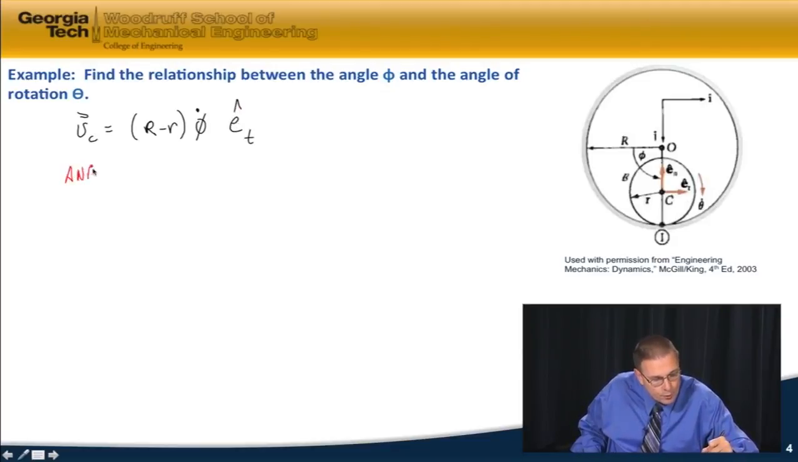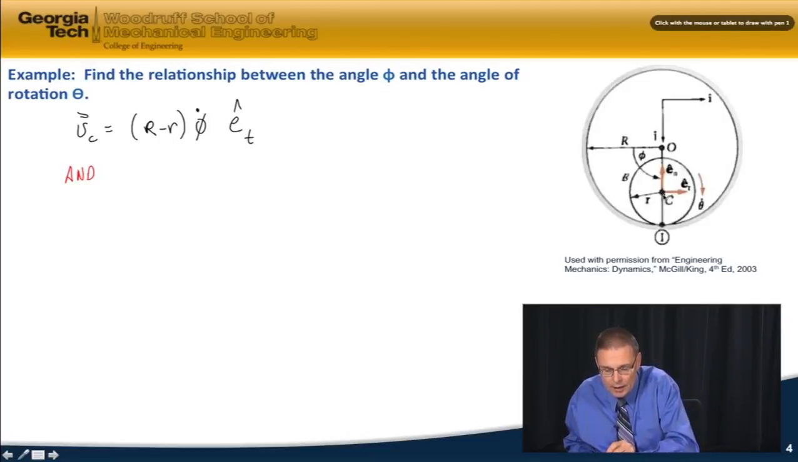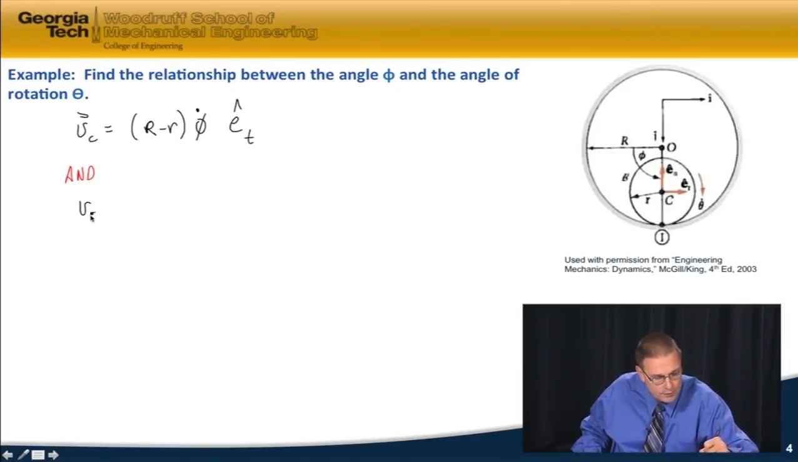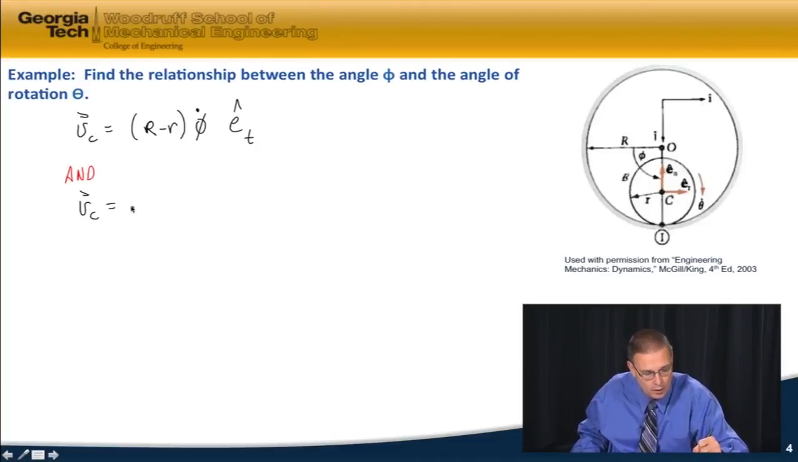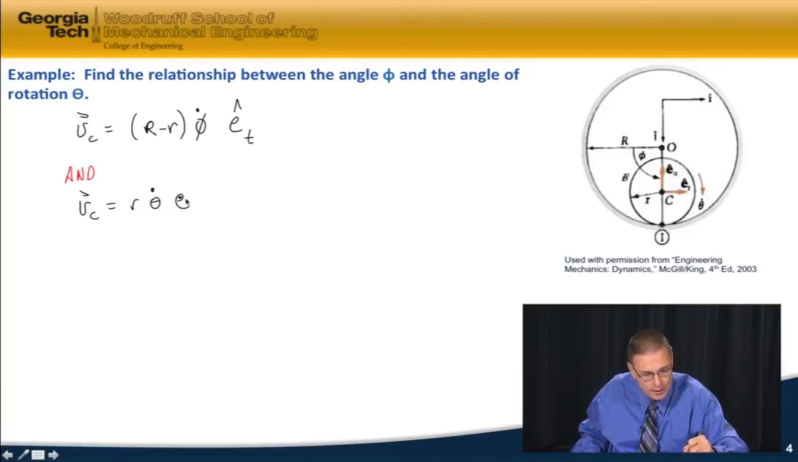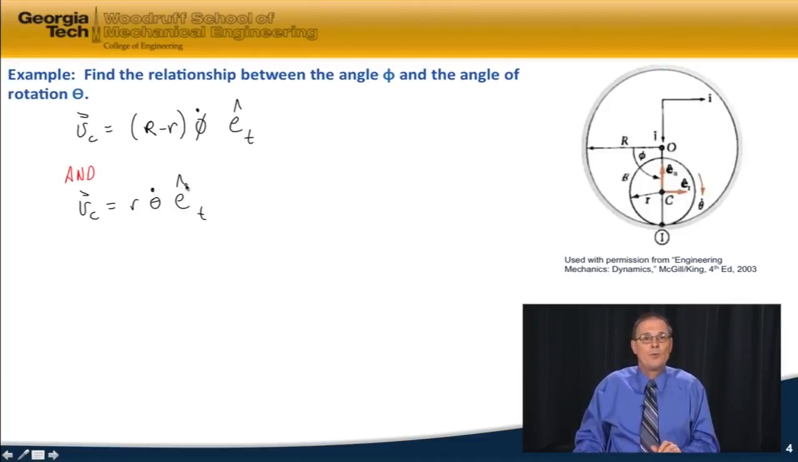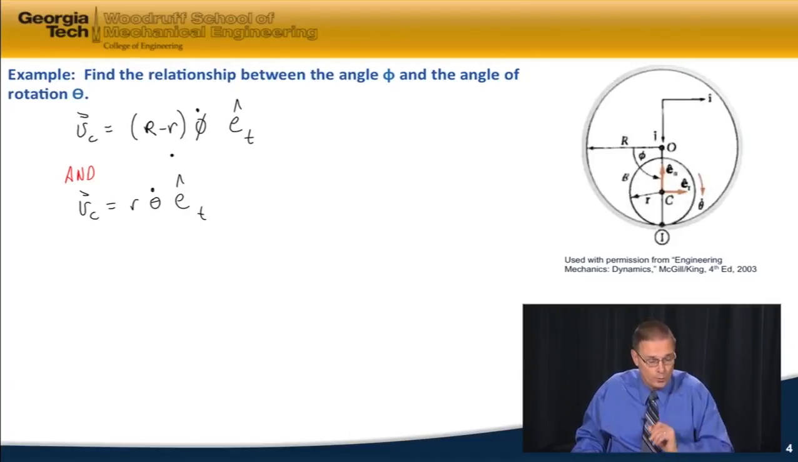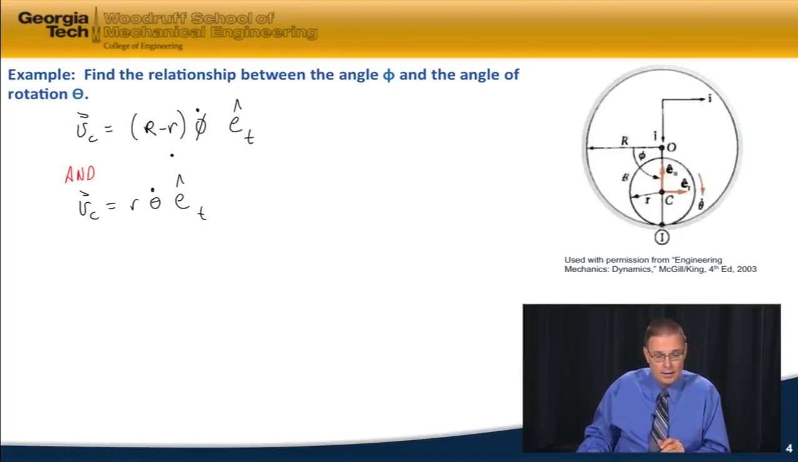Similarly, we can look at the velocity of the center of the wheel from the perspective of the point of contact, using the spin velocity, which is theta dot. So the velocity of C is also equal to little r, which is the radius from I to C, times theta dot in the e tangential direction. And so we have two different expressions for the velocity of the center of the wheel, including the two angles we're interested in, theta dot and phi dot.